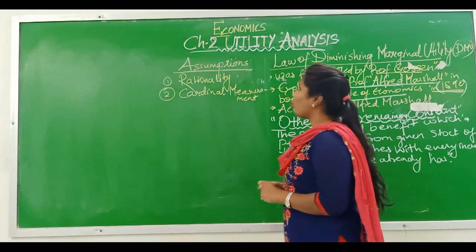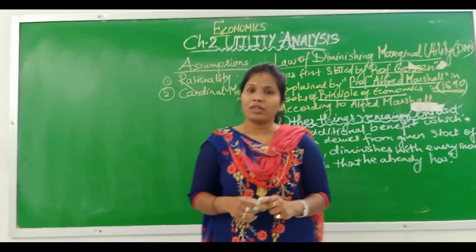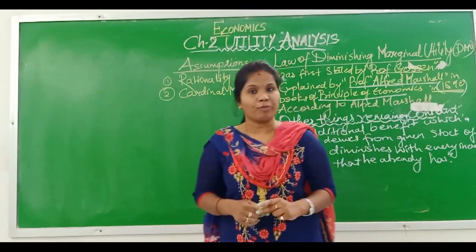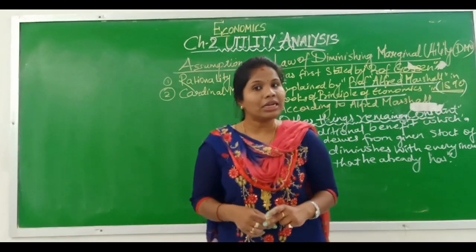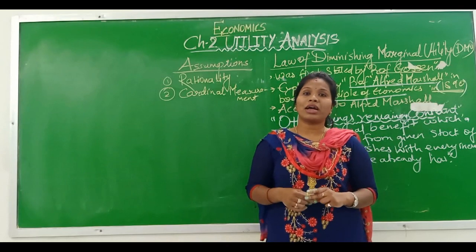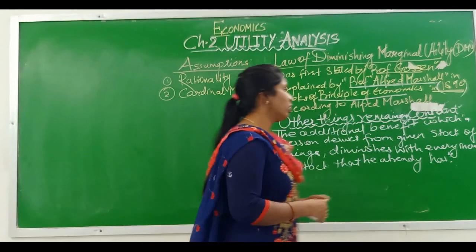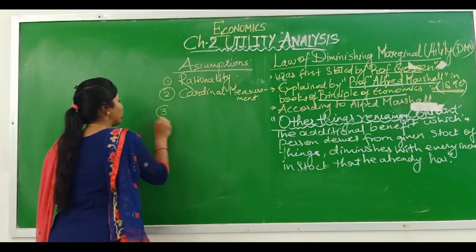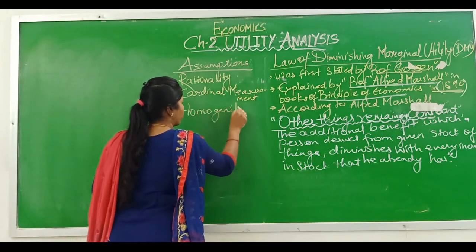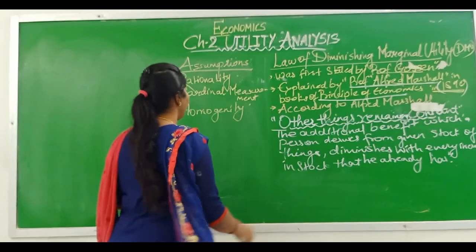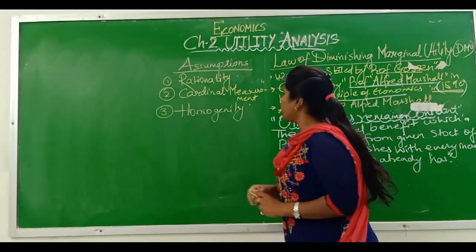So the very first one was rationality, meaning a normal consumer in a normal state of mind. Then the second one is cardinal measurement, meaning whatever the consumer is consuming, he should express in numbers and figures. The third one is homogeneity.